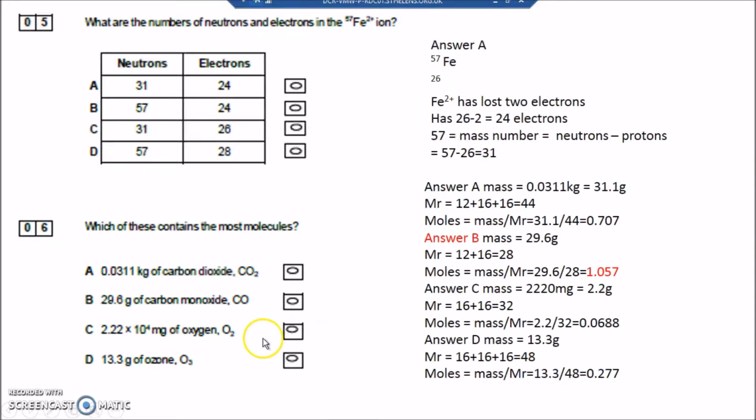The Mr of oxygen, O2, is 2 16s, for 2 oxygens, 32. So the number of moles is 2.2 divided by 32, which is 0.0688. And then finally for ozone, which is O3, I've got it in grams already, so it's 13.3. O3, 3 16s, 48, 13.3 divided by 48, 0.277. The largest value is 1.057, so if I were to multiply each of these by Avogadro's number, this one would still give the largest one. Answer B.